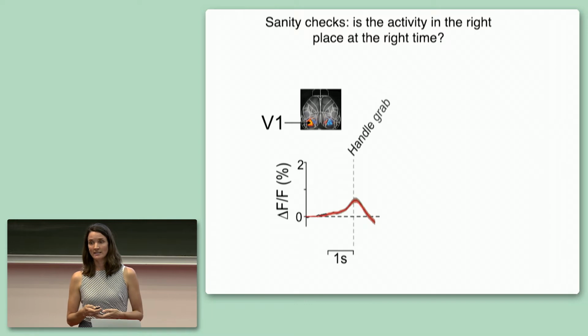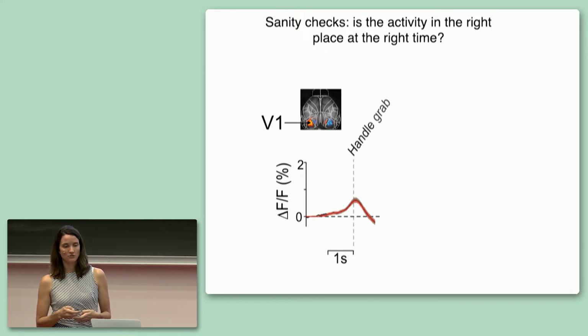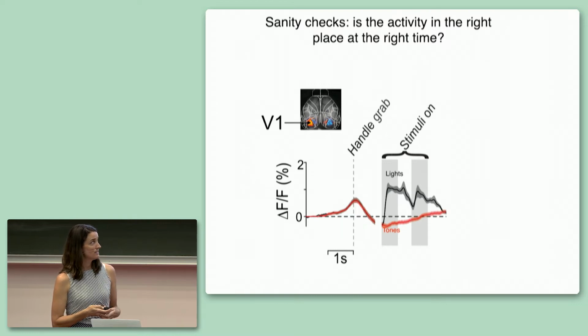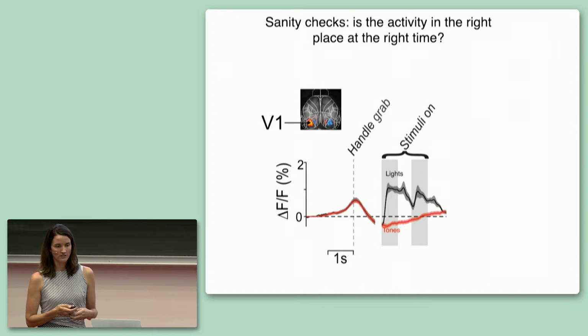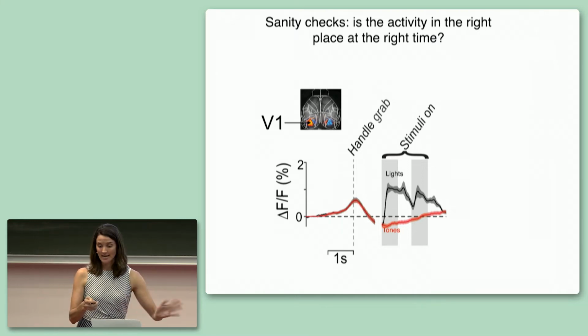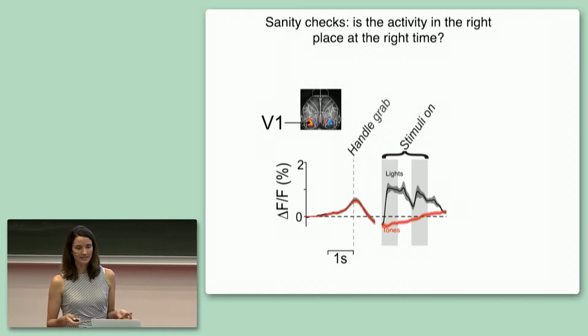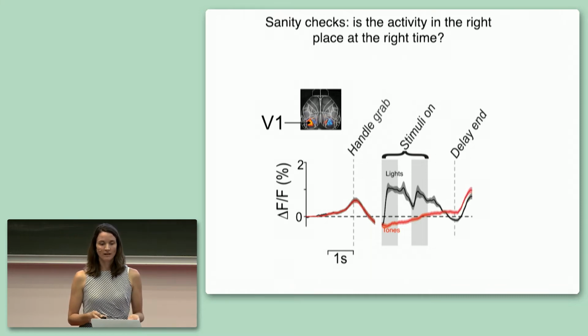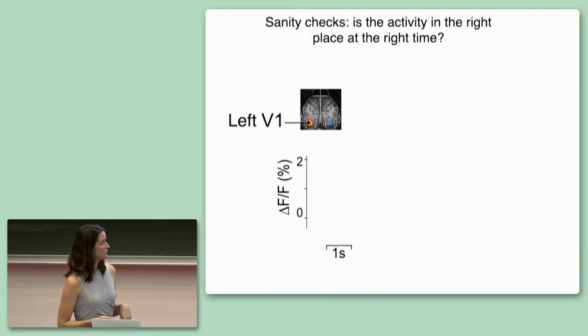So this is at the beginning of the trial before the stimulus has come on. There's a red and a black trace there, but you can't see them because they're totally overlaid. And then as soon as the stimulus comes on, you can see there's a big difference between light-on trials and auditory trials. Really reassuring. So we're seeing exactly what we should in the trial averaged activity in primary visual cortex. At the end of the trial, that difference mostly goes away.